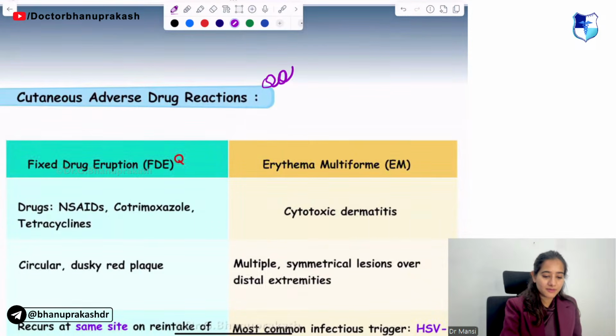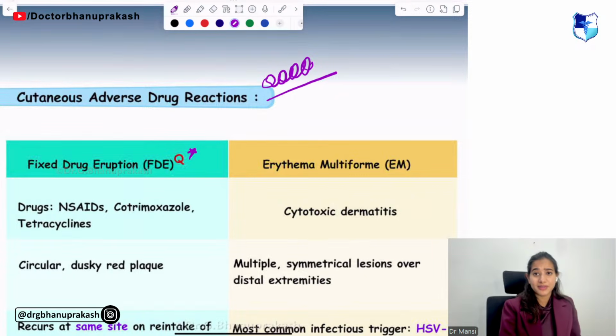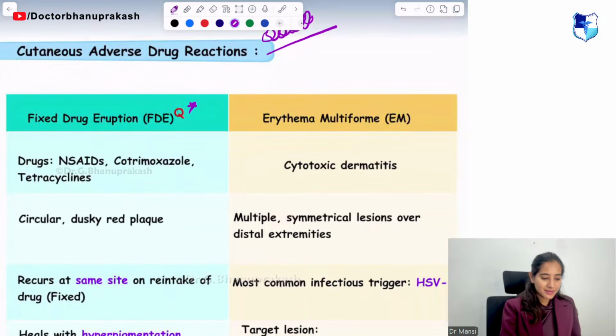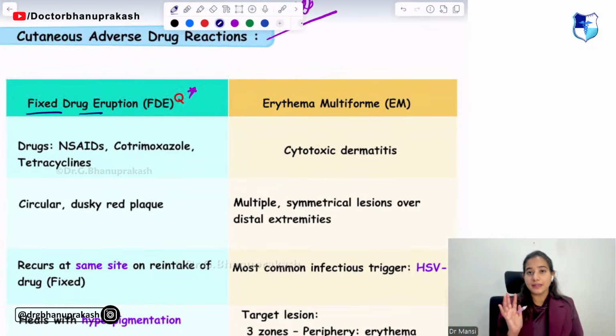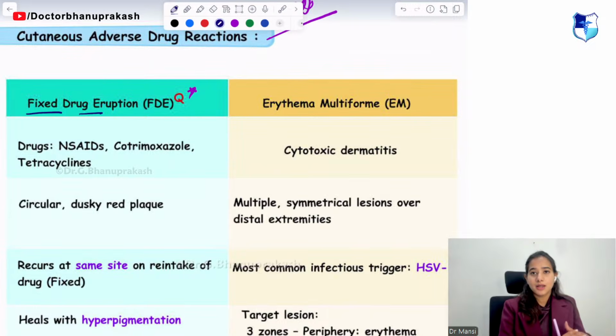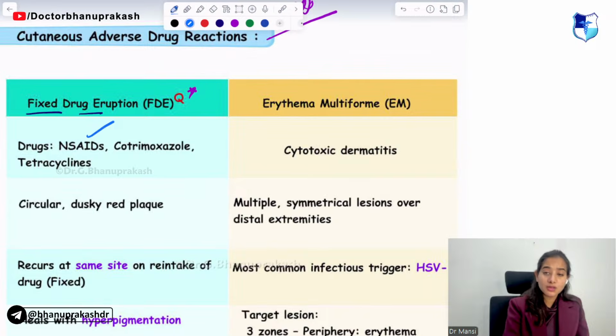Then again comes a very important topic, because this has been asked at least more than 2 times: the fixed drug eruption. So that is the area which I would like you to focus on. Now, the name: cutaneous adverse drug reaction. When we are studying this, of course, this is a skin condition, and it is happening because of some drug which the patient might have taken, and some reaction has developed to that drug intake. Drugs which are often implicated are NSAIDs, cotrimoxazole, or tetracyclines.